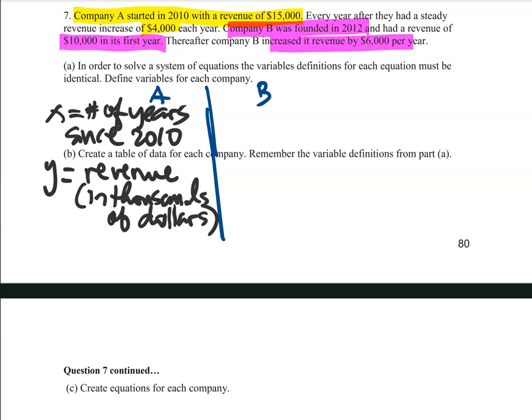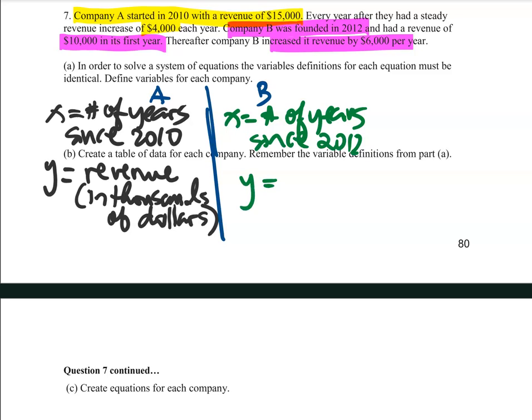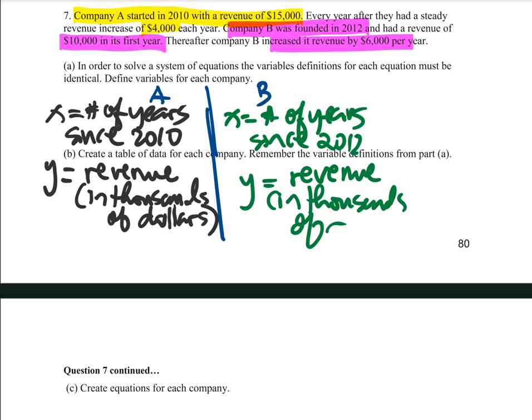For Company B is also the number of years, but this one is since 2012, and their Y is revenue, again increase in thousands of dollars. Okay, so those are the two variables for the problem. That is for each company.